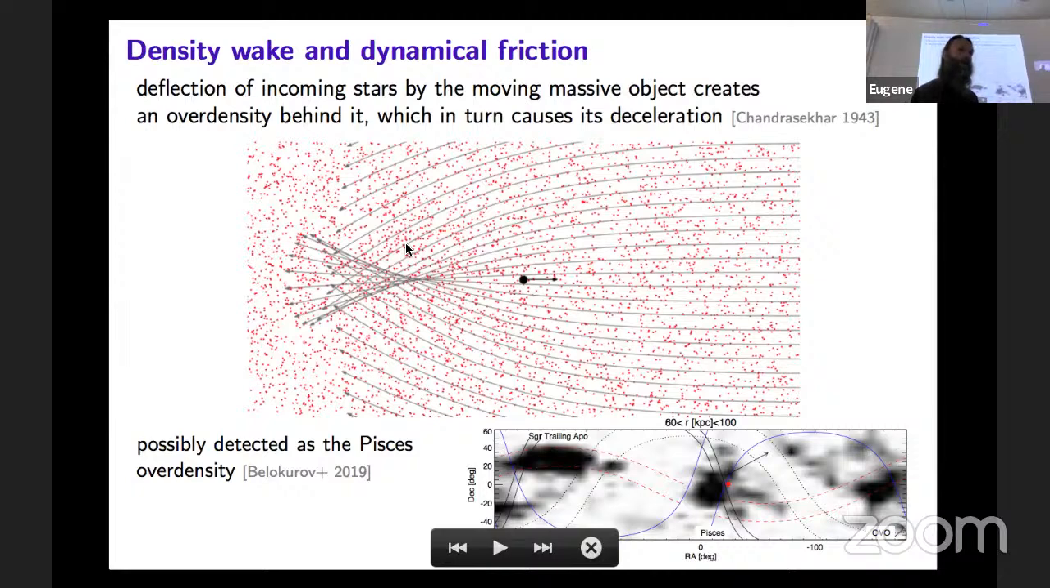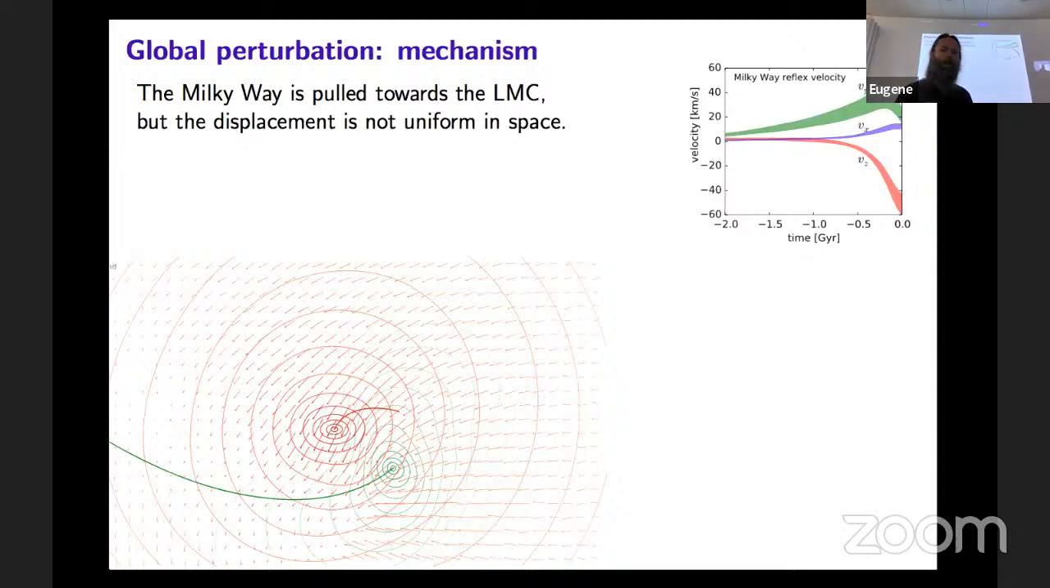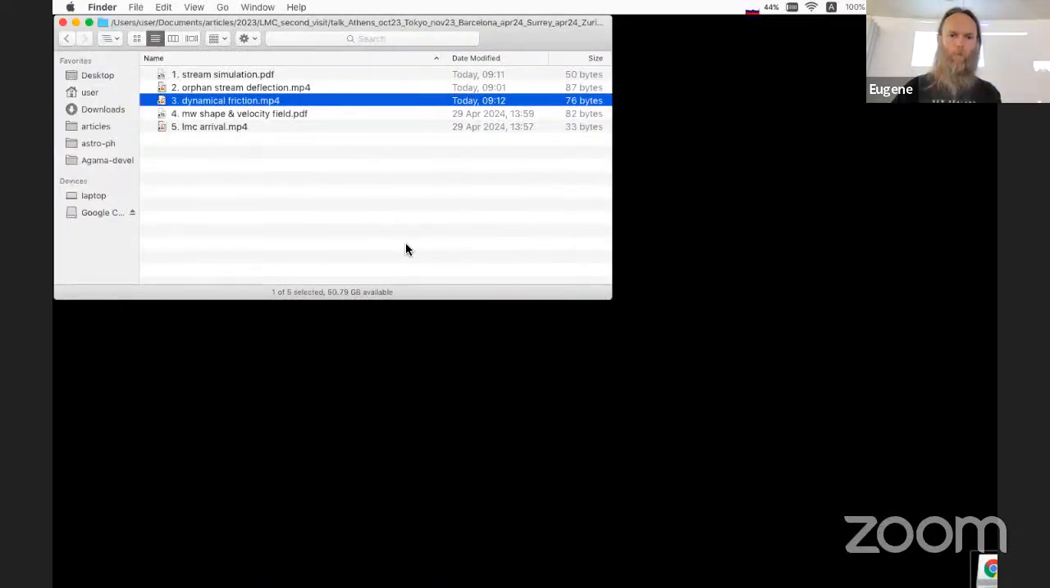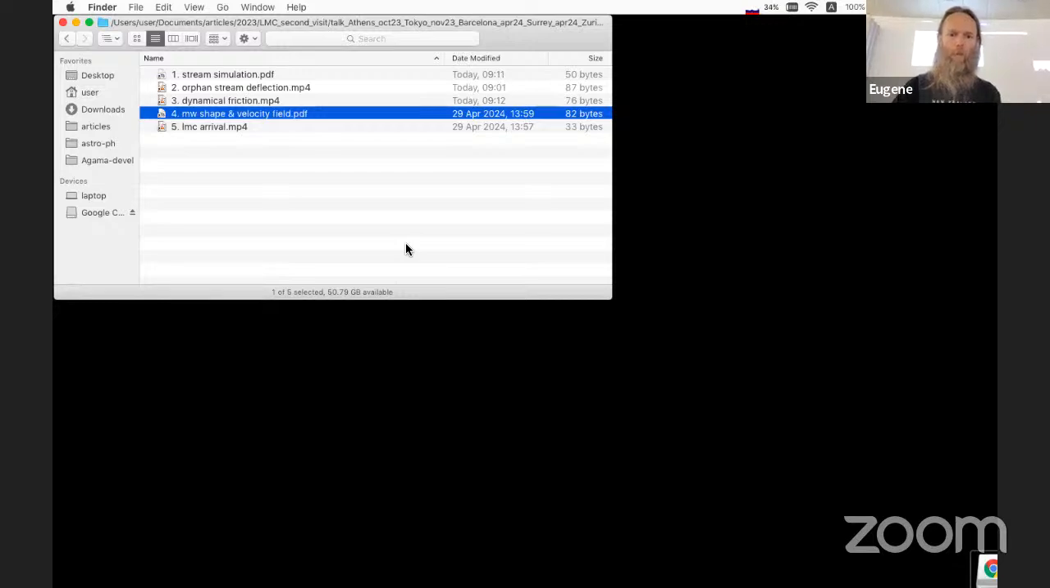It's more or less the same kind of effect as the deflection of the streams, because it's naturally the deflection of stars, and now they concentrate behind the orbit of the LMC. But again, this is not the only thing. And the second interesting effect, which is less obvious, is the global distortion of the Milky Way halo in total. Now, let me play you another movie to hopefully illustrate this concept better.